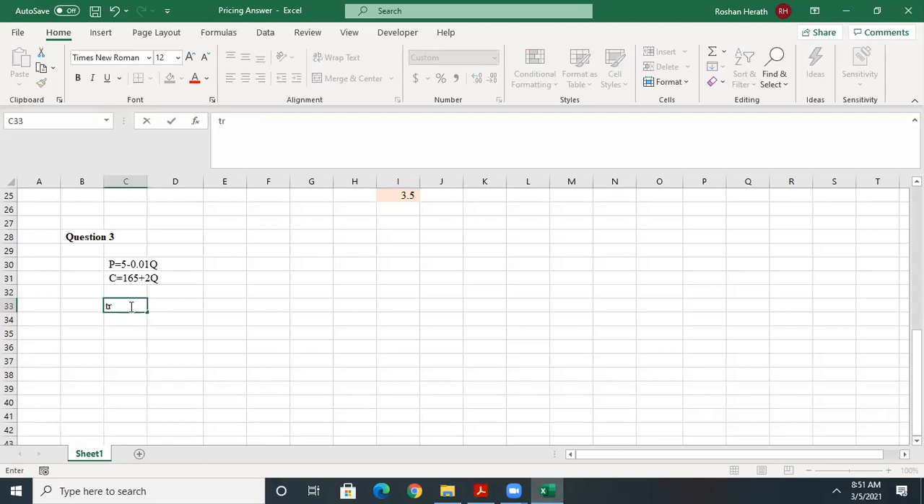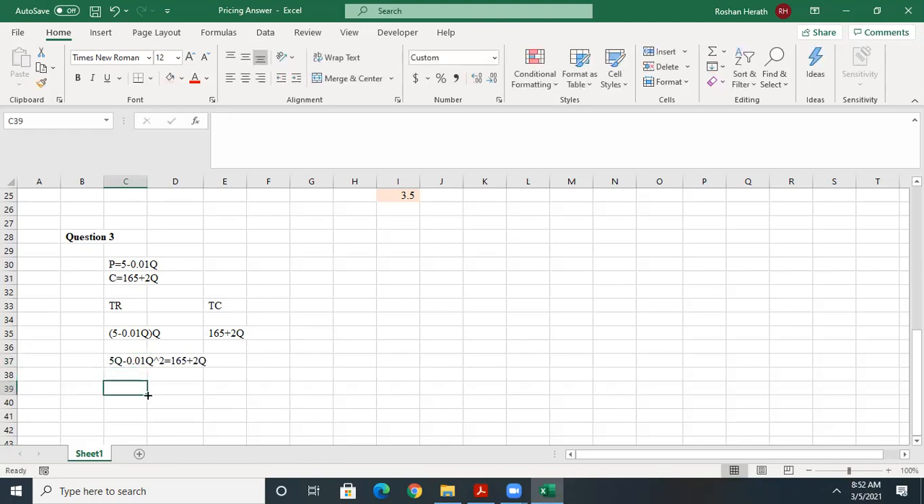So again, you can derive the point where the profit is maximized, that is MR equals MC. In order to get that, you need to have TR and TC. The total revenue is (5 minus 0.01Q) multiplied by Q, and the total cost is 165 plus 2Q. So if you apply that, 5Q minus 0.01Q to the power 2 equals 165 plus 2Q. Differentiating, 5 minus 0.02Q equals 2, and if you work that out, you can see Q comes as 150.